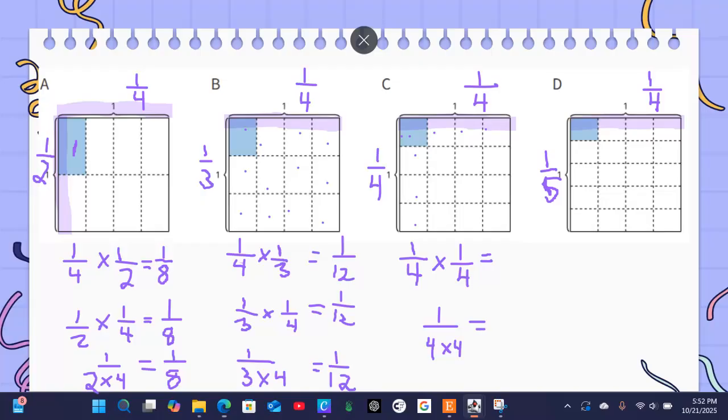That equals 1/16. 1 times 1 equals 1, over 16. Now take a moment, pause the video, and go ahead and do the last one by yourself.